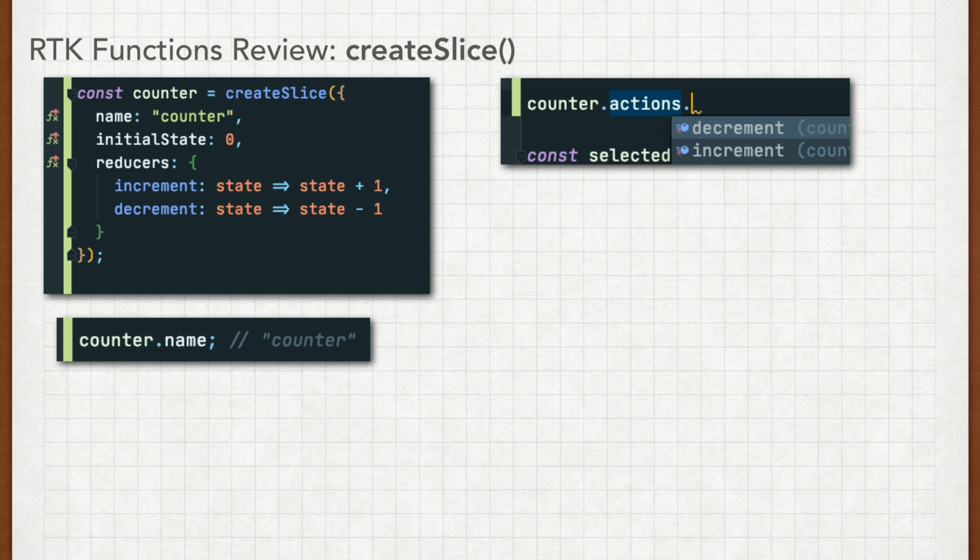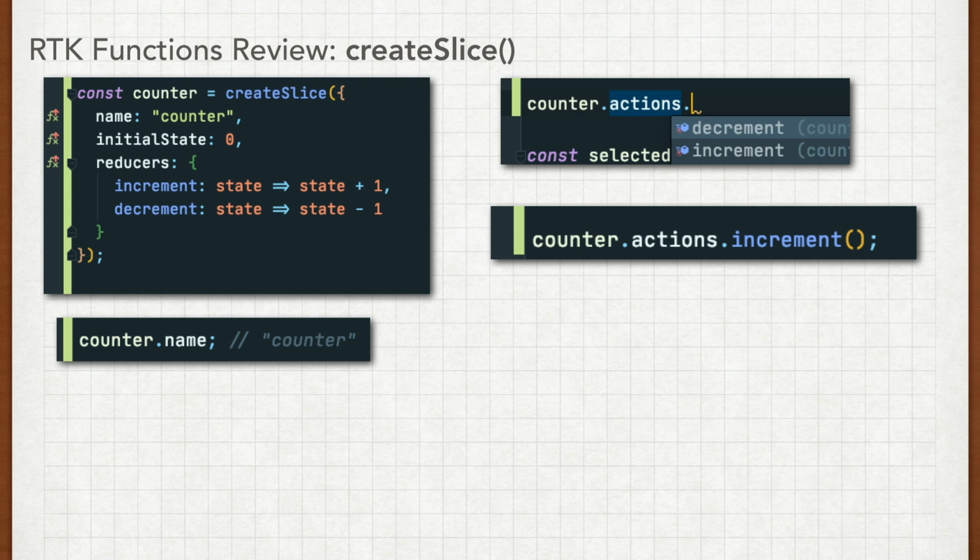And then we could also do counter.actions, and this will be an object of our action creators. So in our example here, we only have two reducers, right? Increment and decrement. So it automatically creates for us the action creator associated with increment and the action creator associated with decrement. So here's an example of using the increment action creator, and our increment and our decrement don't have any extra payload or parameters that they receive, so that's why it's a function without any arguments.